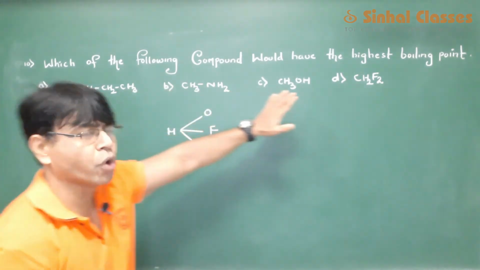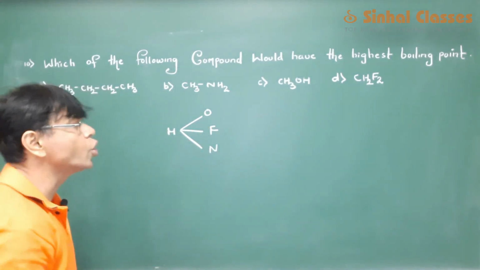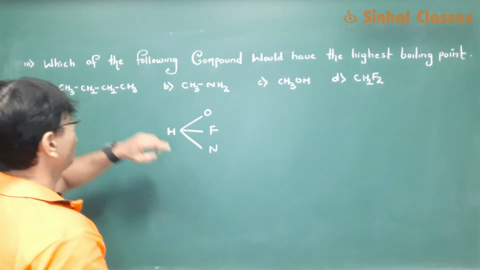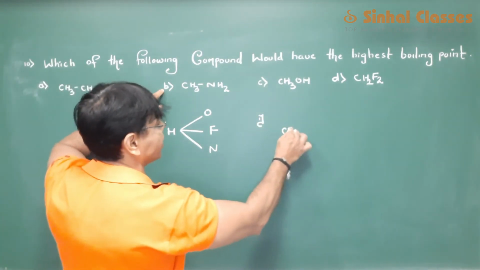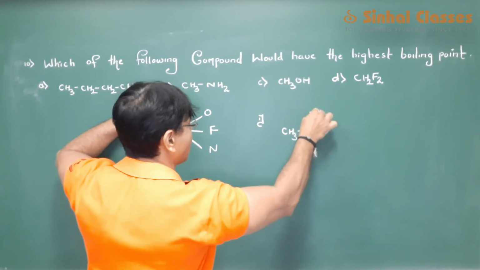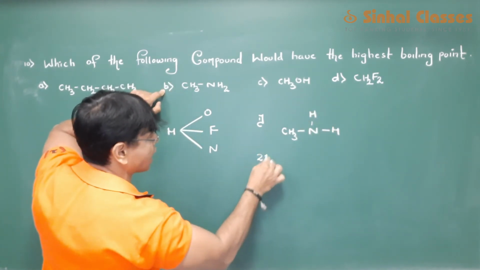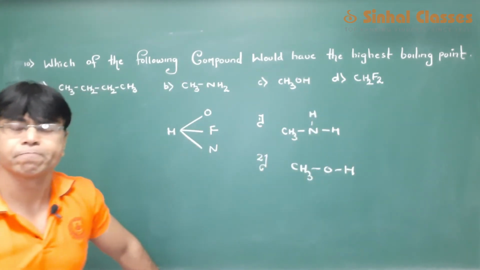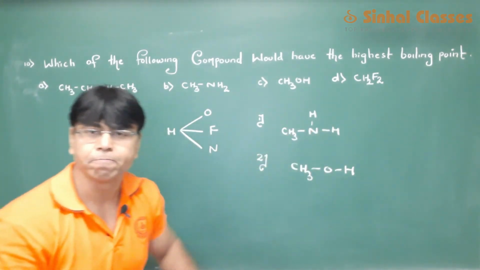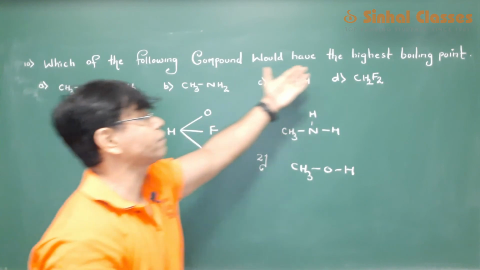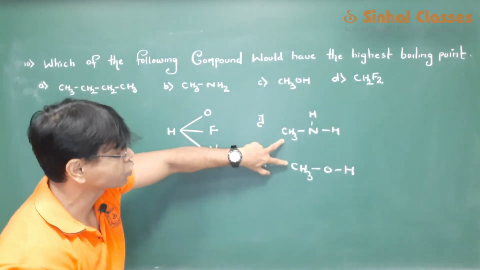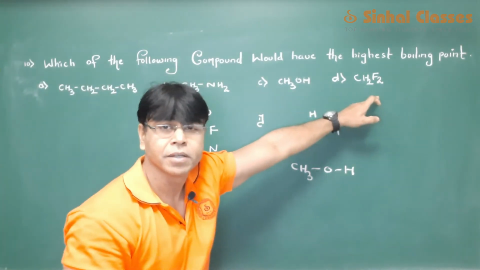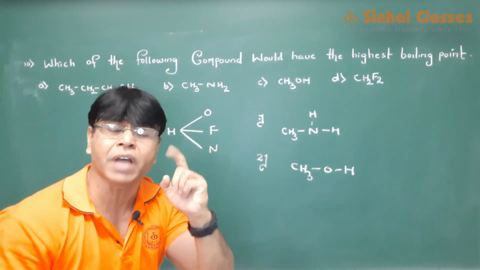Now if you look at all four options very carefully, you understand there are two compounds which can go for hydrogen bonding. Which are they? One is methylamine. And the other compound which can undergo hydrogen bonding is methyl alcohol. Now both can undergo hydrogen bonding. Others will not go for hydrogen bonding. So out of these two, which one will have the highest boiling point?